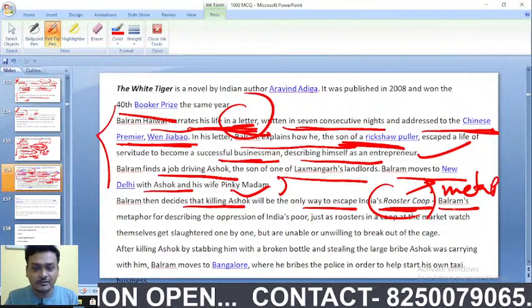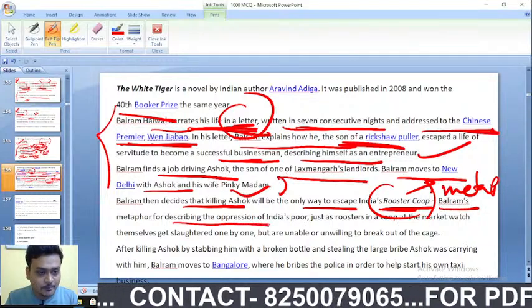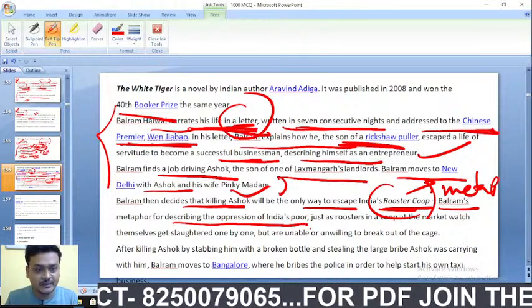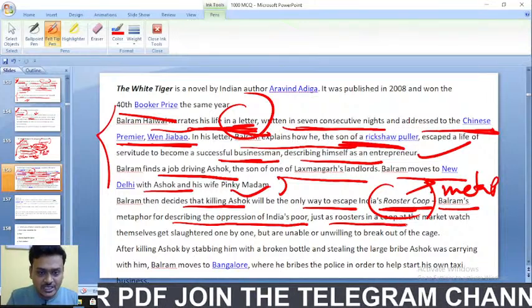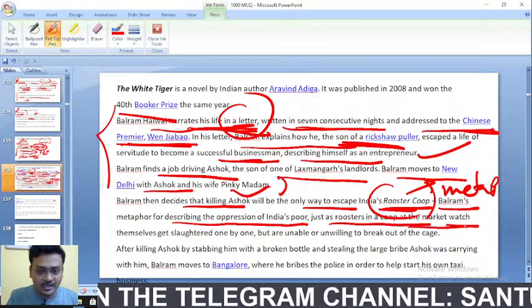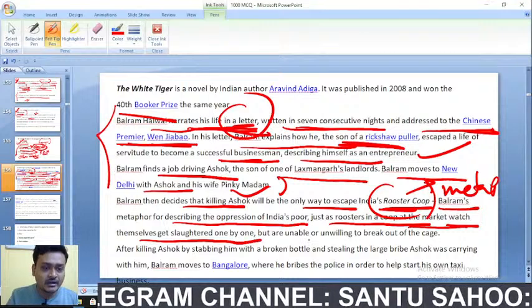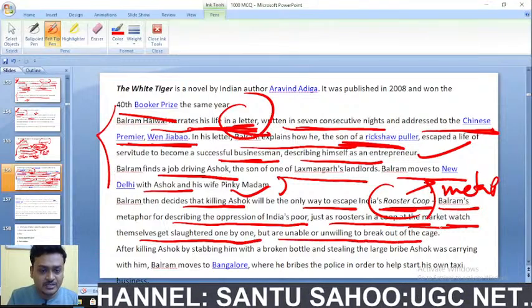The rooster coop, Balram's metaphor for describing the oppression of India's poor, how the poor have been oppressed by the aristocratic people, by the society. Just as roosters in the coop at the market get slaughtered one by one, but are unwilling to break out of the cage.